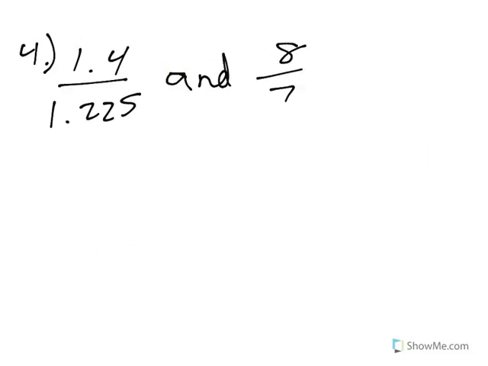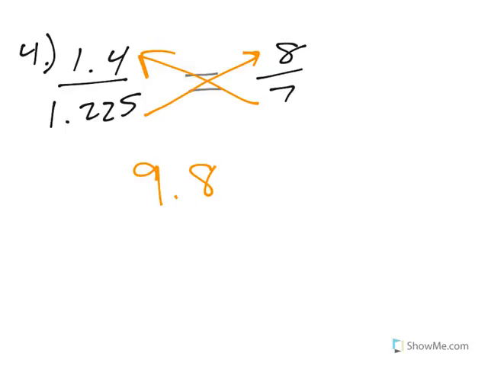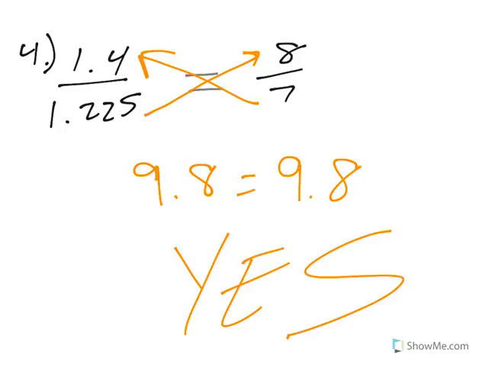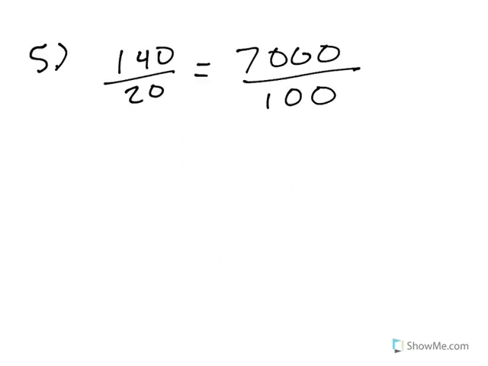Now we get into some decimals. So again, take out the and make it an equal sign. Cross multiply. 1.225 times 8 gives me 9.8. 7 times 1.4 gives me 9.8. The answer is yes, these are equivalent fractions.